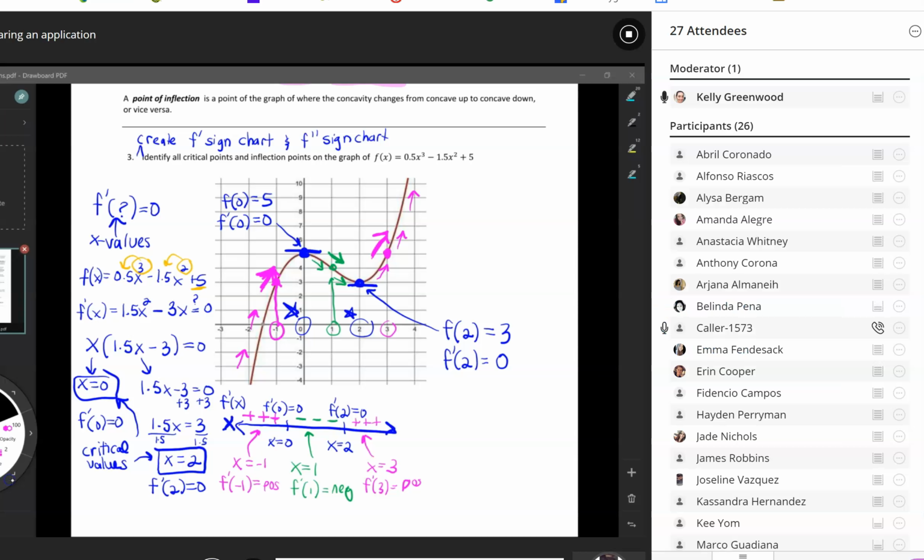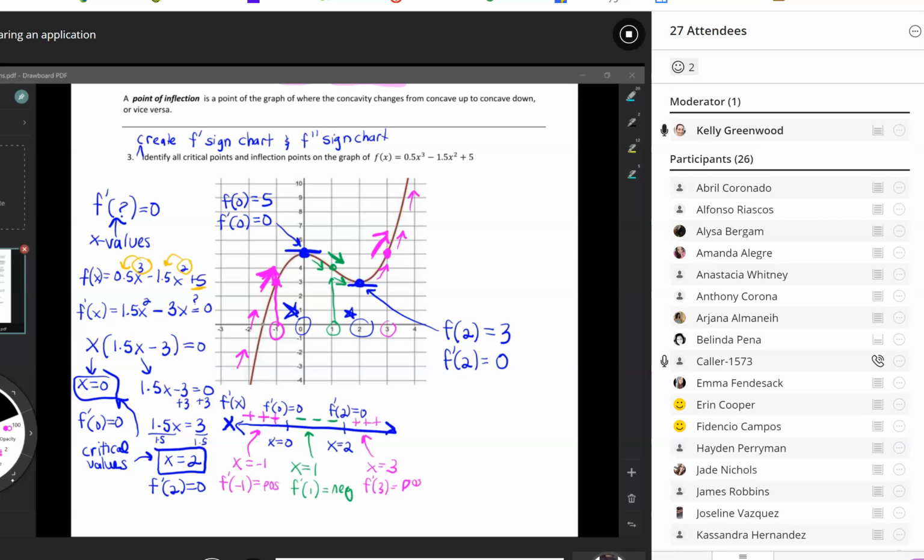So give me a status. How are you feeling about translating information from that graph onto a sign chart? Not too sure.